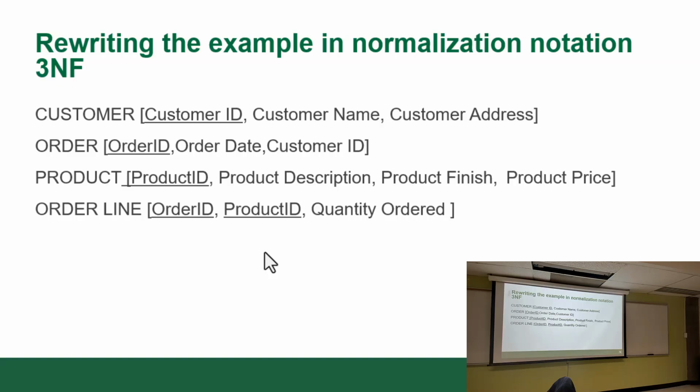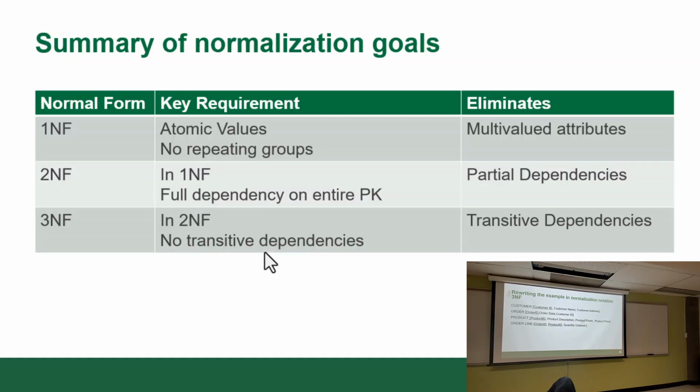So the big difference between partial and transitive is that with partials, you take the whole thing, lock, stock, and barrel, and just move it out. With transitives, you make a copy of it and get rid of anything that's not determined by the candidate key. So in the end, we have four nice little tables: customer ID, customer name, address, order ID with date and customer, and these ones we discussed ad nauseam.